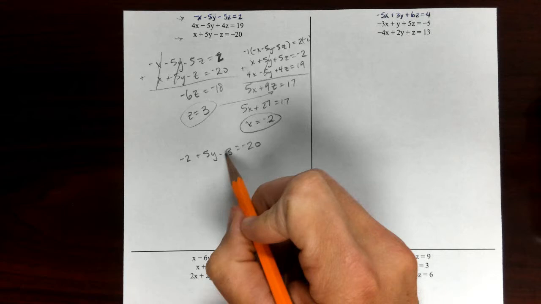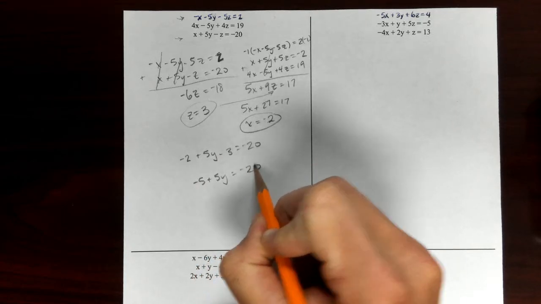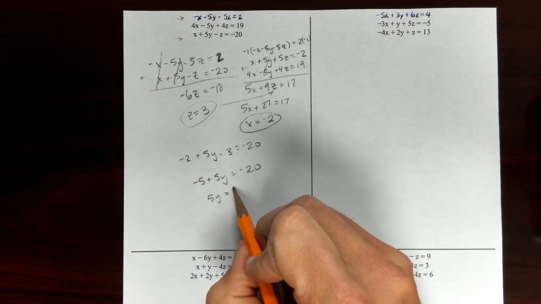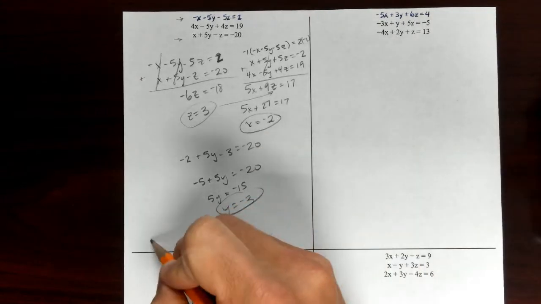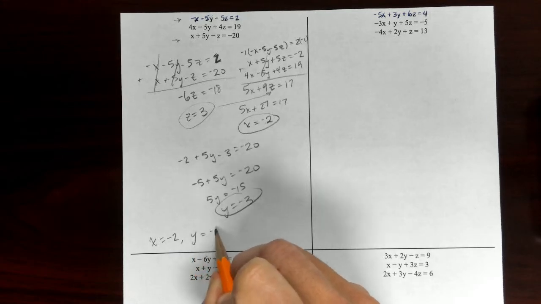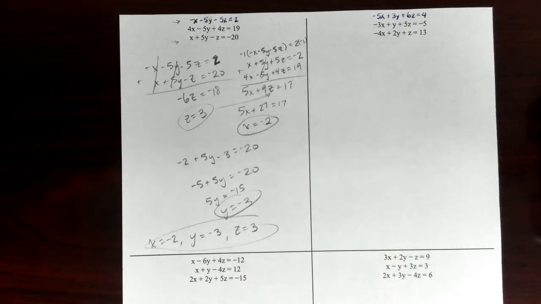Alright, so now we're going to combine like terms. -5 plus 5y equals -20. So we're going to add 5 to both sides. We get 5y equals -15, y equals -3. So my solutions are x equals -2, y equals -3, and z equals +3.